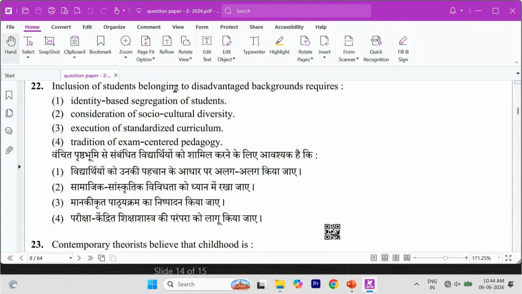Then tradition of exam-centered pedagogy. This is again against the policy when it comes to inclusive education. So which one is correct? The moment I look at the options, I could see the second one is correct. How much time did you take to get the correct response? Just a second, because we know inclusion of those belonging to a disadvantaged background requires socio-cultural diversity. We need not segregate them, we need not have a standardized curriculum, and we know about the exam-centered option.